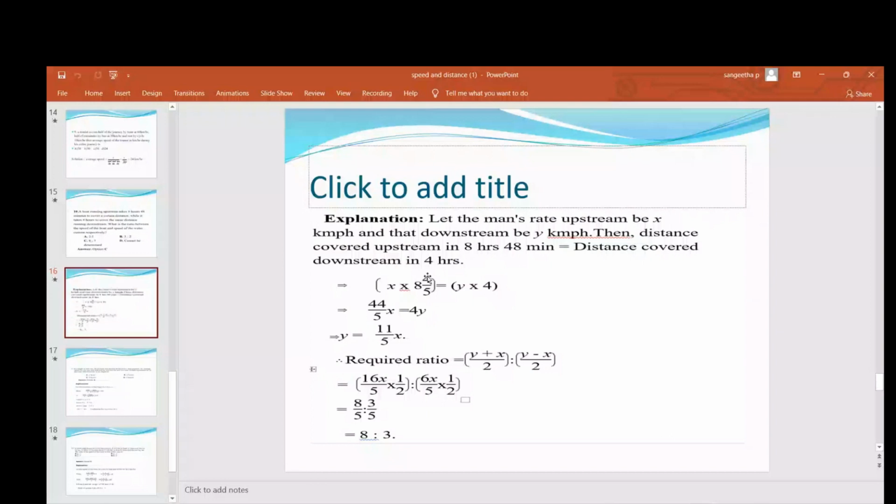Then simplifying the above equation and solving x, I got 8 by 5 is to 3 by 5. Then the answer is 8 is to 3. So the answer is 8 is to 3. Option C.